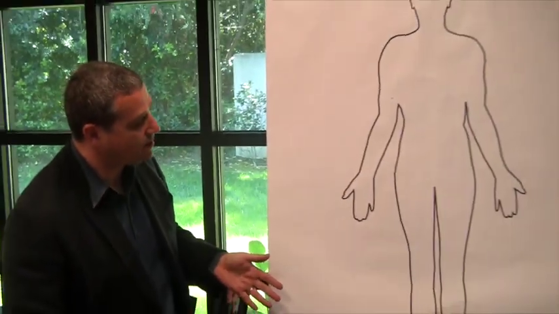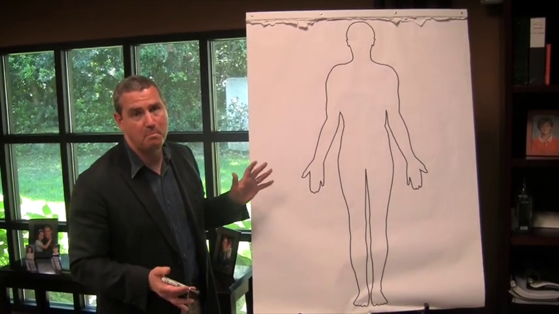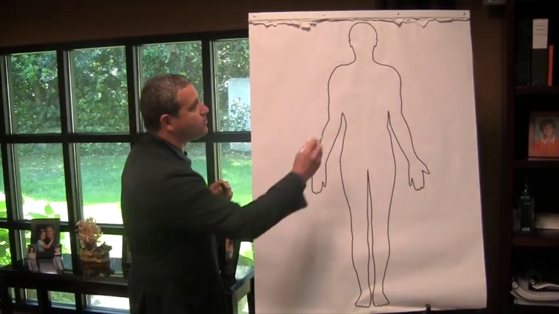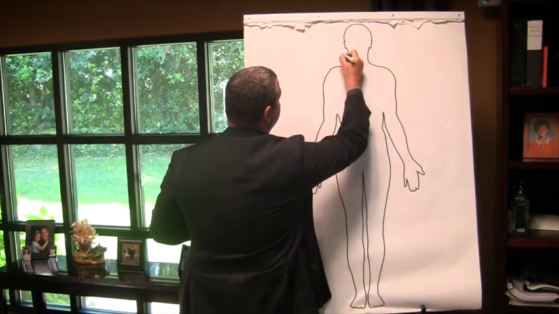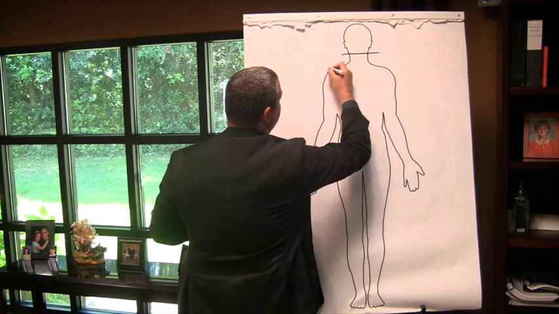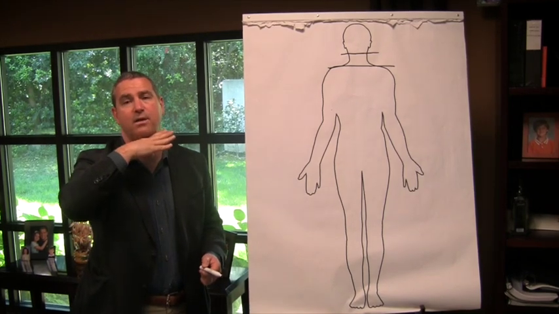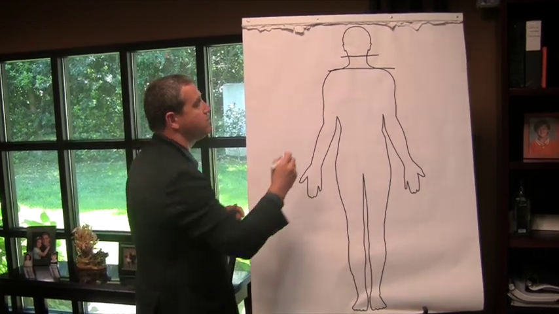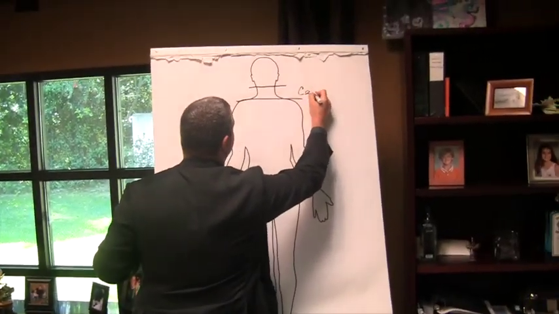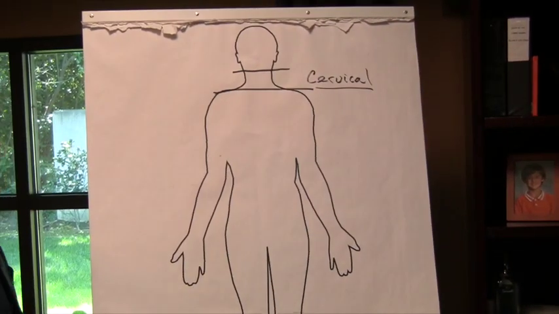And so basically what you have here is a drawing of an outline of a person. And the spine has really three main levels. And the first level is up here, and it basically covers from the base of your skull to the top of your shoulders, and it's a part of your spine called the cervical spine.